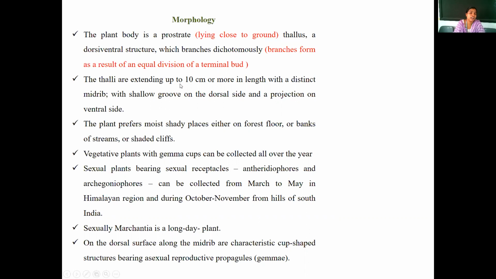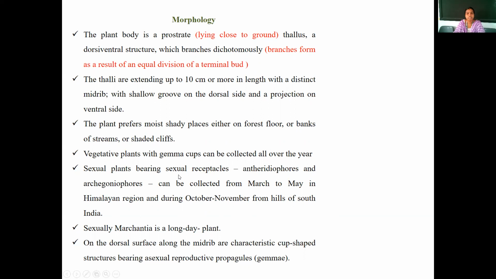The thallus extends up to 10 centimeters or even more based on the climatic condition where it colonizes, with a shallow groove on the dorsal side and a projection on the ventral side. Thallus is singular, thalli is plural here. The plant usually prefers moist shady places, either on the forest floor, on the bank of a stream, or on shaded cliffs. Vegetative plants with gemma cups can be collected all over the year.